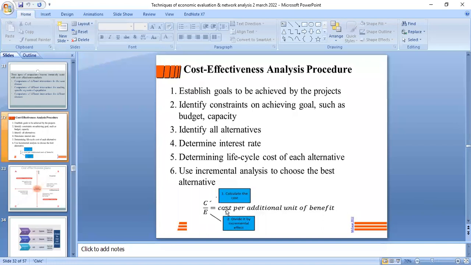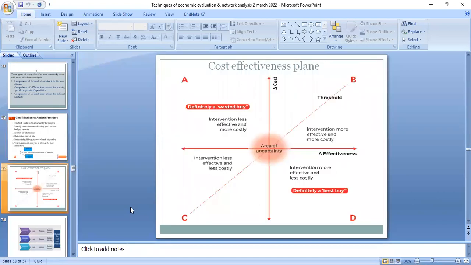This is the formula for cost effectiveness ratio. Now the cost effectiveness plane. If we plot a graph between the effectiveness on the x-axis and cost on the y-axis, we get the cost effectiveness plane, and in its four quadrants we can assess which intervention or program is best to continue.